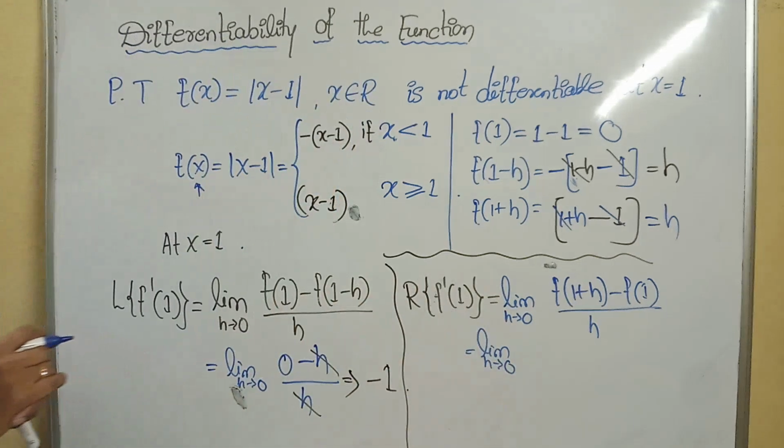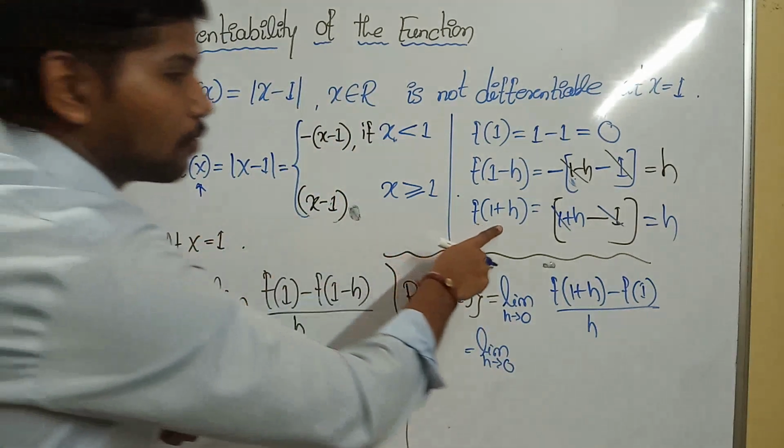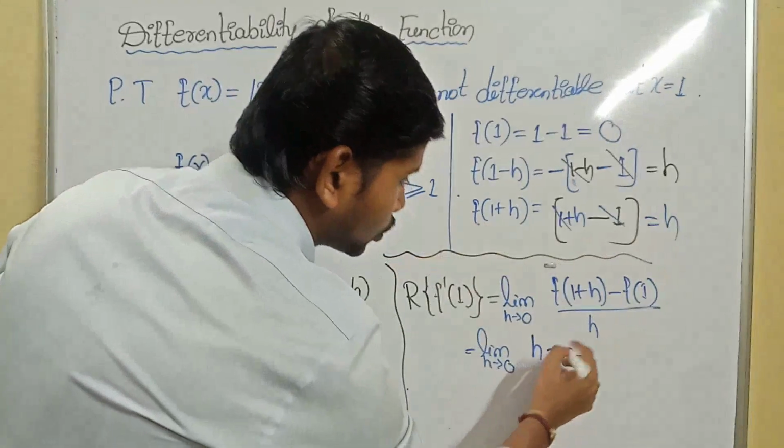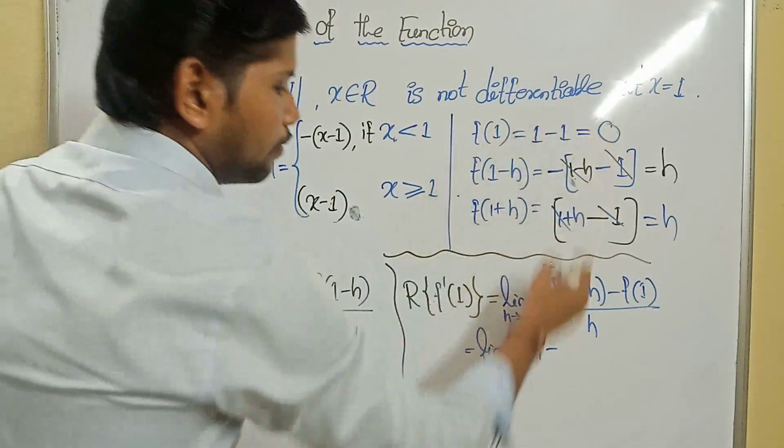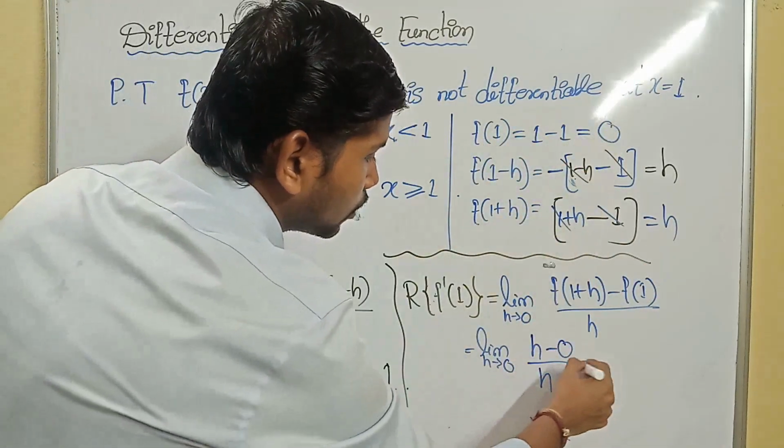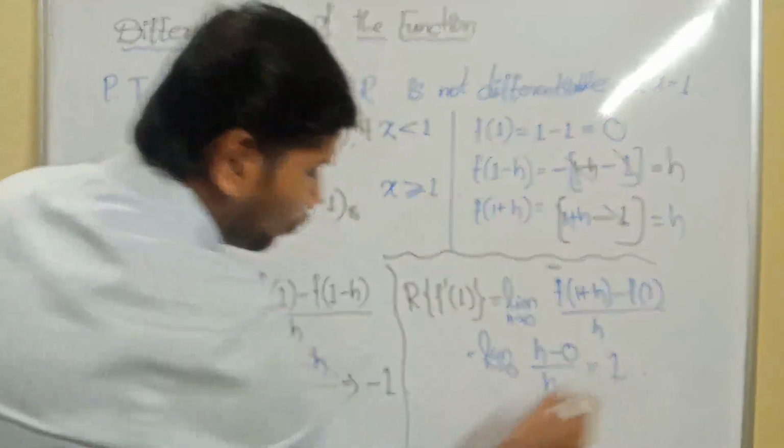What is 1 plus h? Can you say? 1 plus h. What is f of 1 plus h? Its value is h. What is f of 1? f of 1 value is 0, divided by h. What is h by h? Its value will be 1.